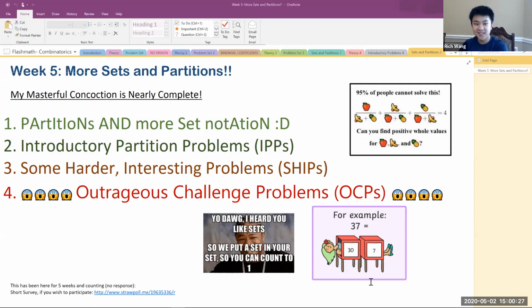All right. Welcome everyone to week 5 of Combinatorics, which is talking about more sets and partitions. Sets and partitions are actually really important in my opinion. They show up in early AMC 8, late AMC 8, early AMC 10, late AMC 10, and even past that, they can show up at IMO level. So I really hope that you guys pay attention this time, because sets and partitions, day 2, is going to be an interesting class, guys.